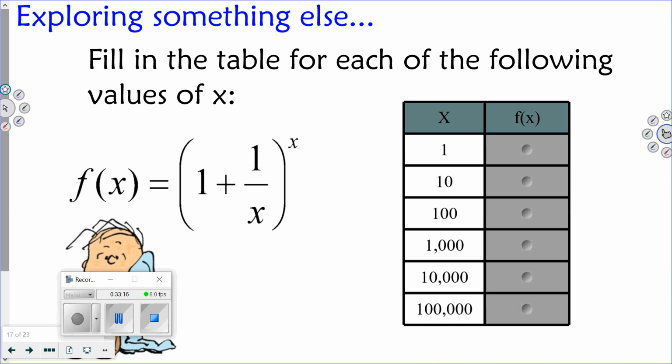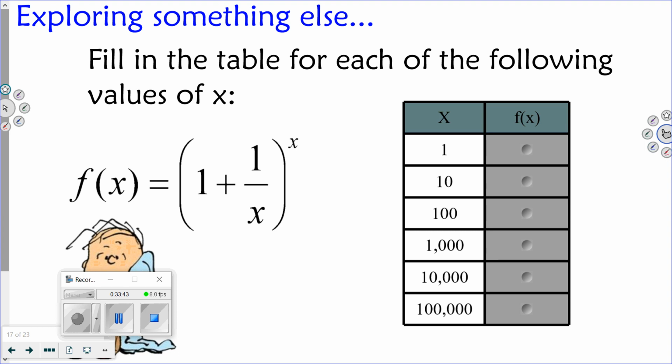All right, guys, we're going to shift gears a little bit, looking at something a little different. Fill in a table for each of the following values of x. In other words, f of x, same thing as y. If I have 1 plus 1 over x to the x power. First time you do this, I want you to plug in the number 1. So 1 goes here, 1 goes there. Tell me what you get. So take a couple minutes. I want you to fill out all of these numbers right there.